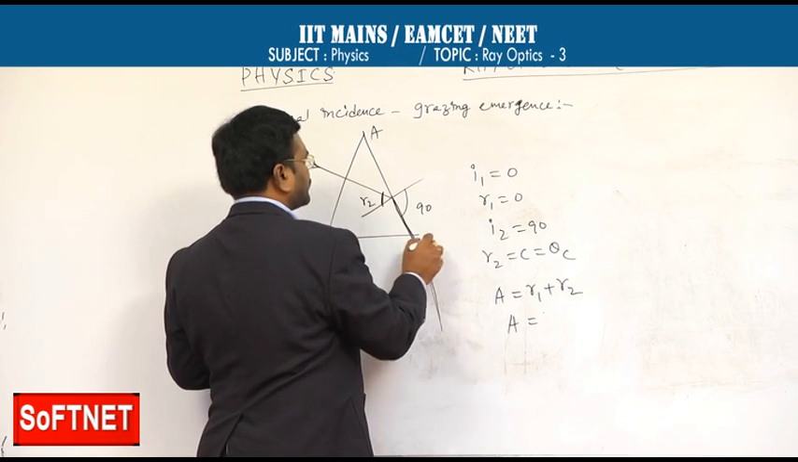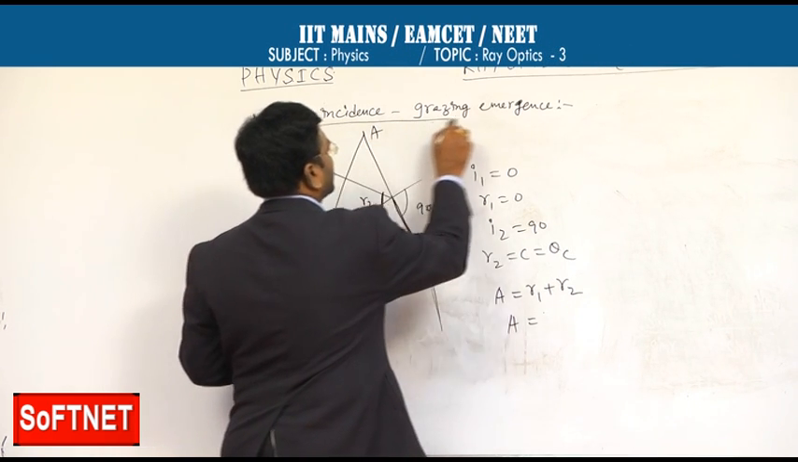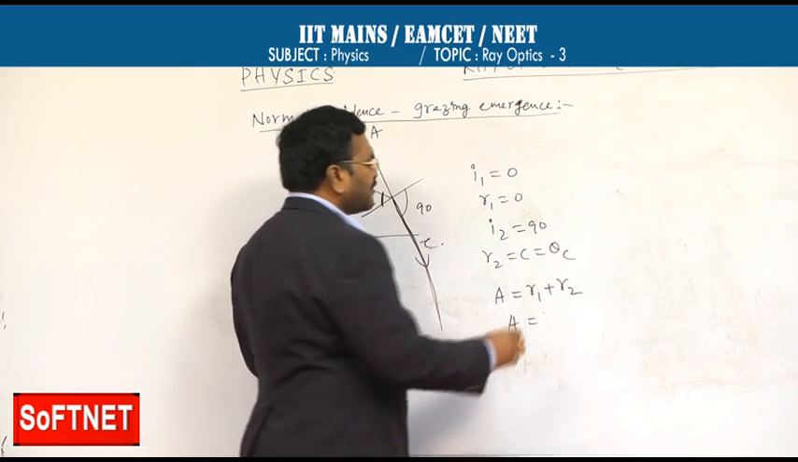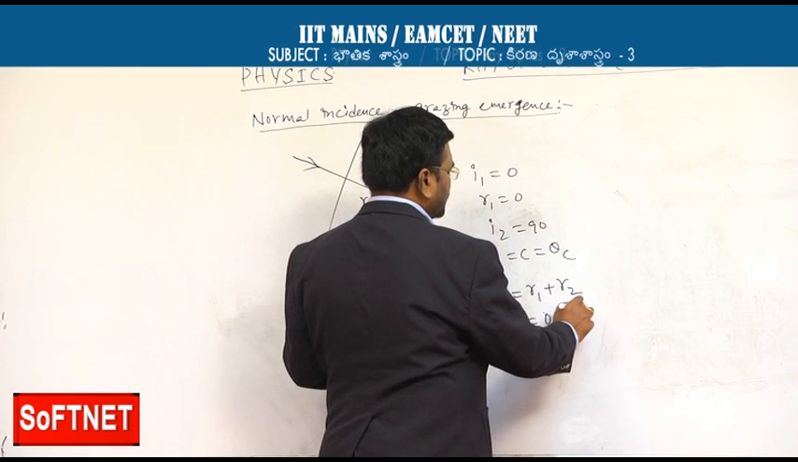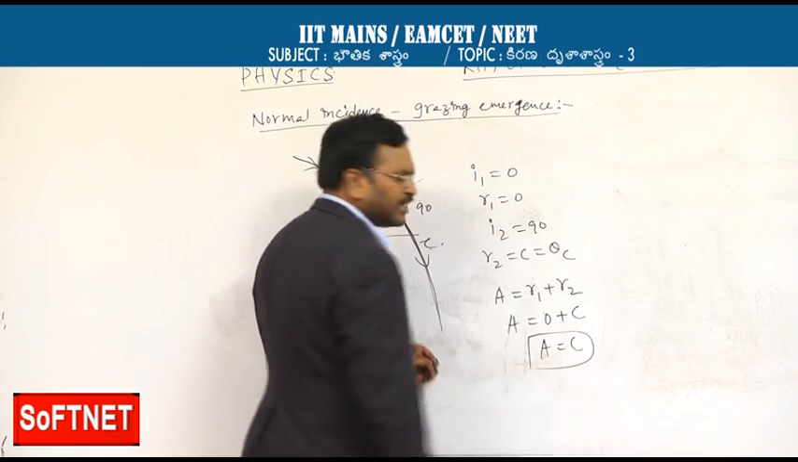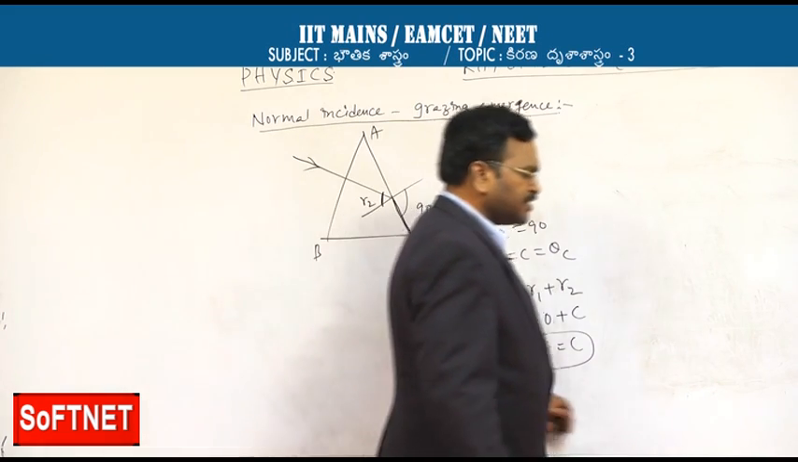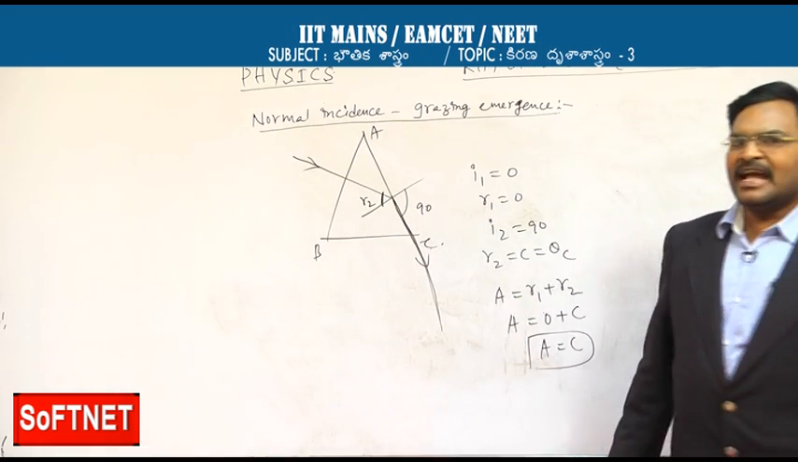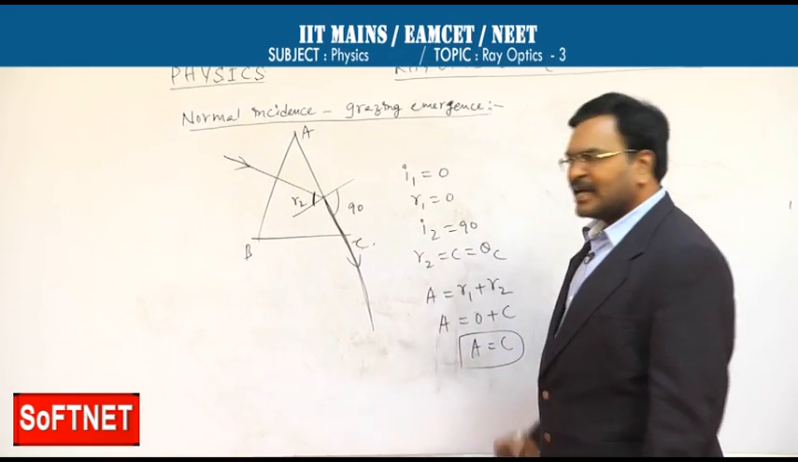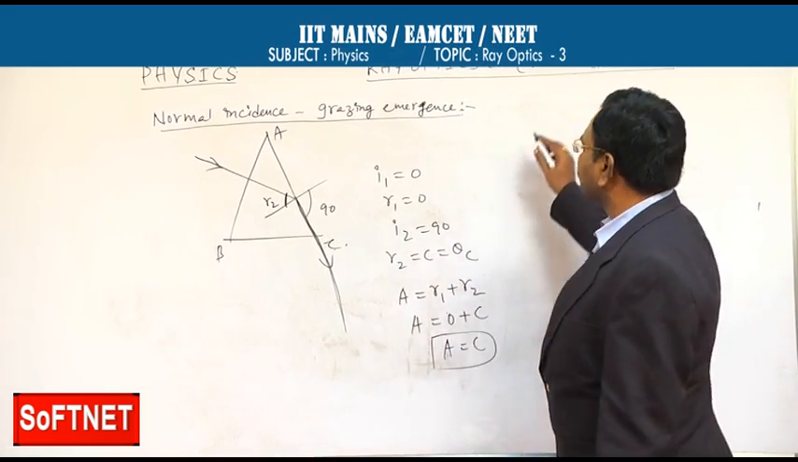Now, in the case of normal incidence and grazing emergence, R1 is 0 and R2 is C. So the angle of the prism is equal to C, the critical angle only. Also here the angle of incidence at the second surface is equal to the critical angle.